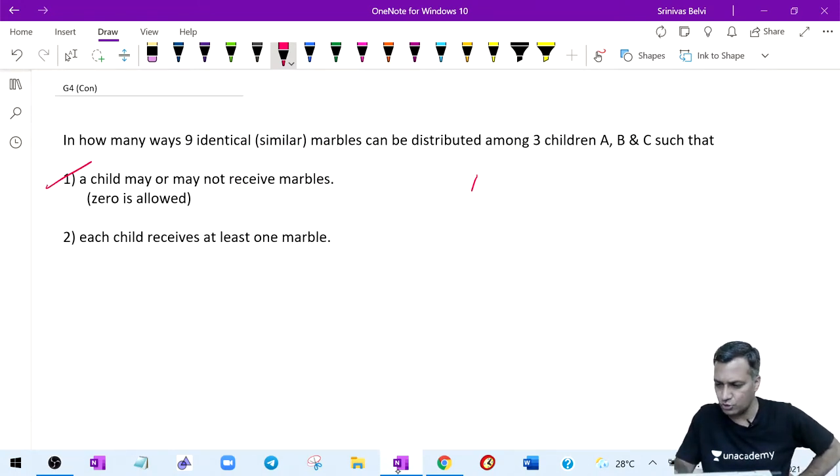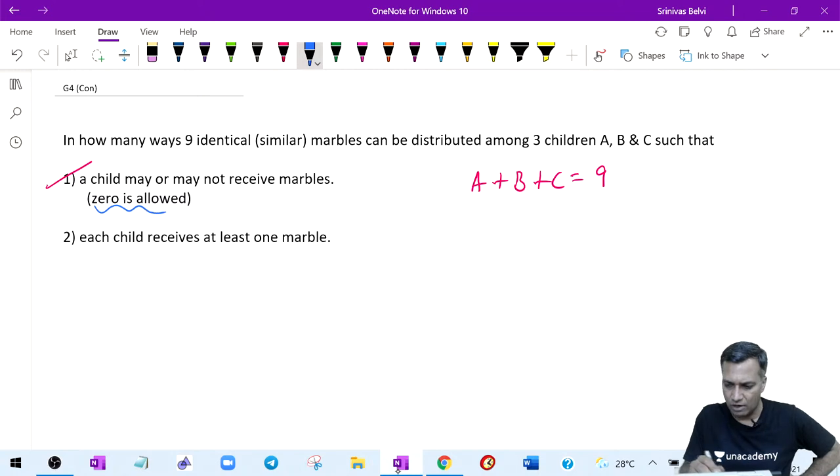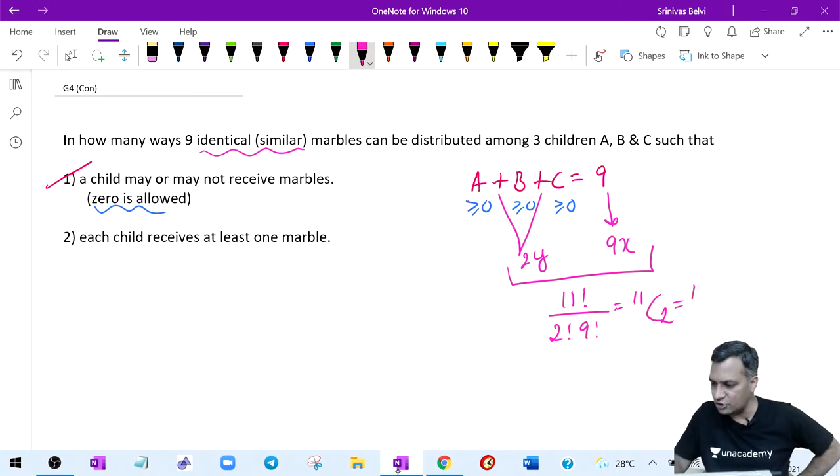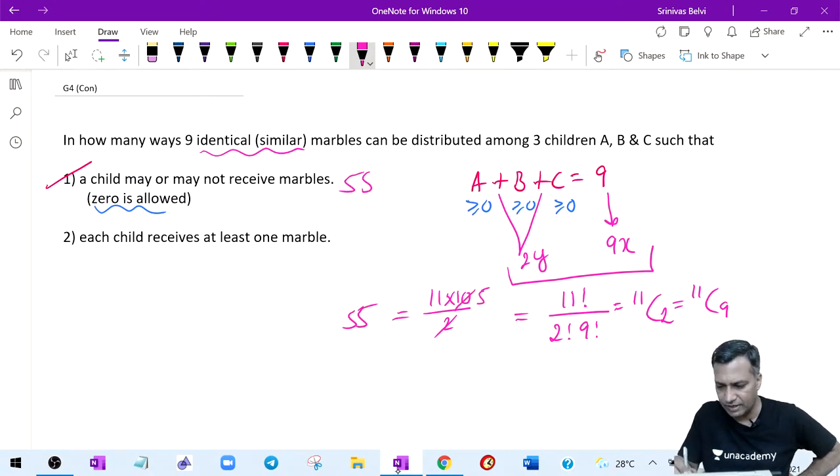Let's do the first question. What is the first question? A plus B plus C is equal to 9. So standard, 0 is allowed, which means I can have this condition in place. Because they are similar objects, these 9 are x's and these 2 pluses I will write as 2 y's. Together, I have 11 objects: 11 factorial divided by 2 factorial, 9 factorial. I can write this as 11C2, or 11C9, or simplify as 11 into 10 divided by 2, which is 55. Technically, my answer is 55. Which way you represent it doesn't matter to me. All right, let's take a look at the second question.